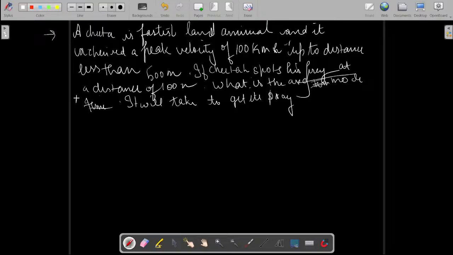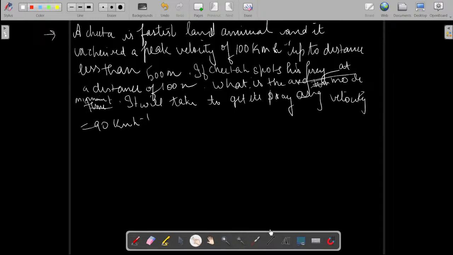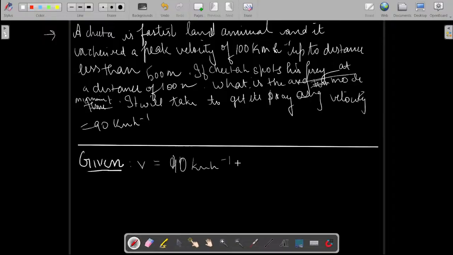Velocity is 90 kilometer per hour. Next one. So what is given? Given: velocity, not initial velocity, nothing else is given. v is 90 km/h and s is equal to 100 meter.